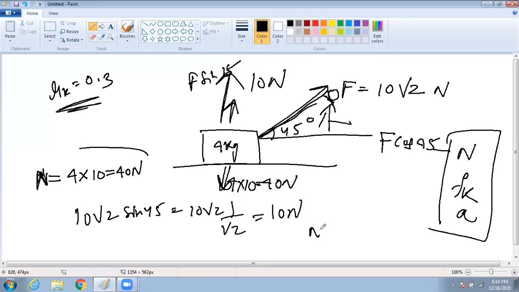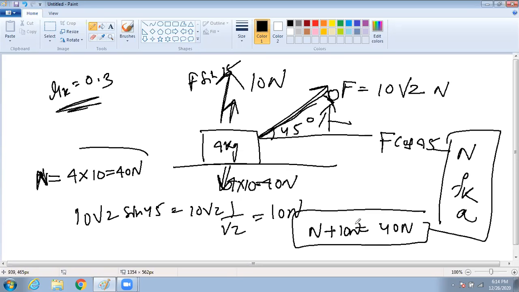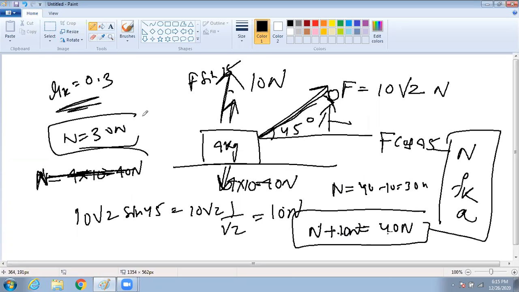That means N plus 10 is equal to how much? 40 Newton. Am I correct? N plus 10 Newton upward, this component F sin 45, is equal to 40 Newton. Then what is N? 40 minus 10, 30 Newton. So the first answer is 30 Newton.